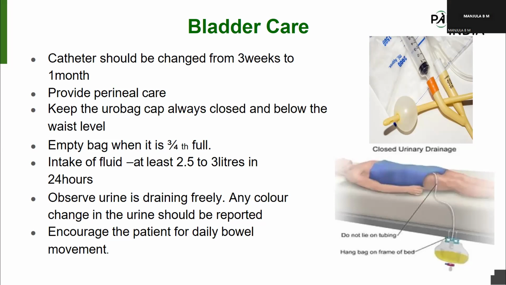And wash. Okay, so the catheter should be changed every 3 weeks to 1 month. Mostly we recommend 1 month, and for silicone it is 3 months. Perineal care is very important. Keep the urobag cap always closed and below the waist level. Empty the bag when it is 3/4 full.